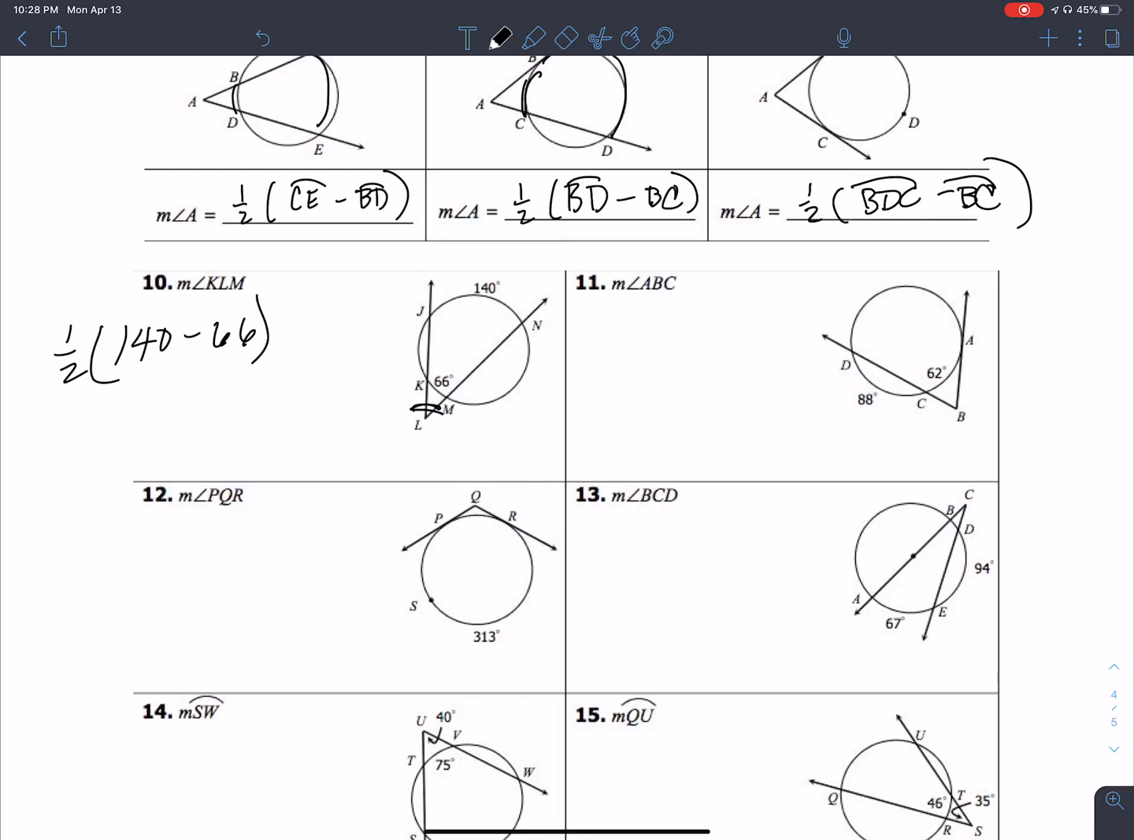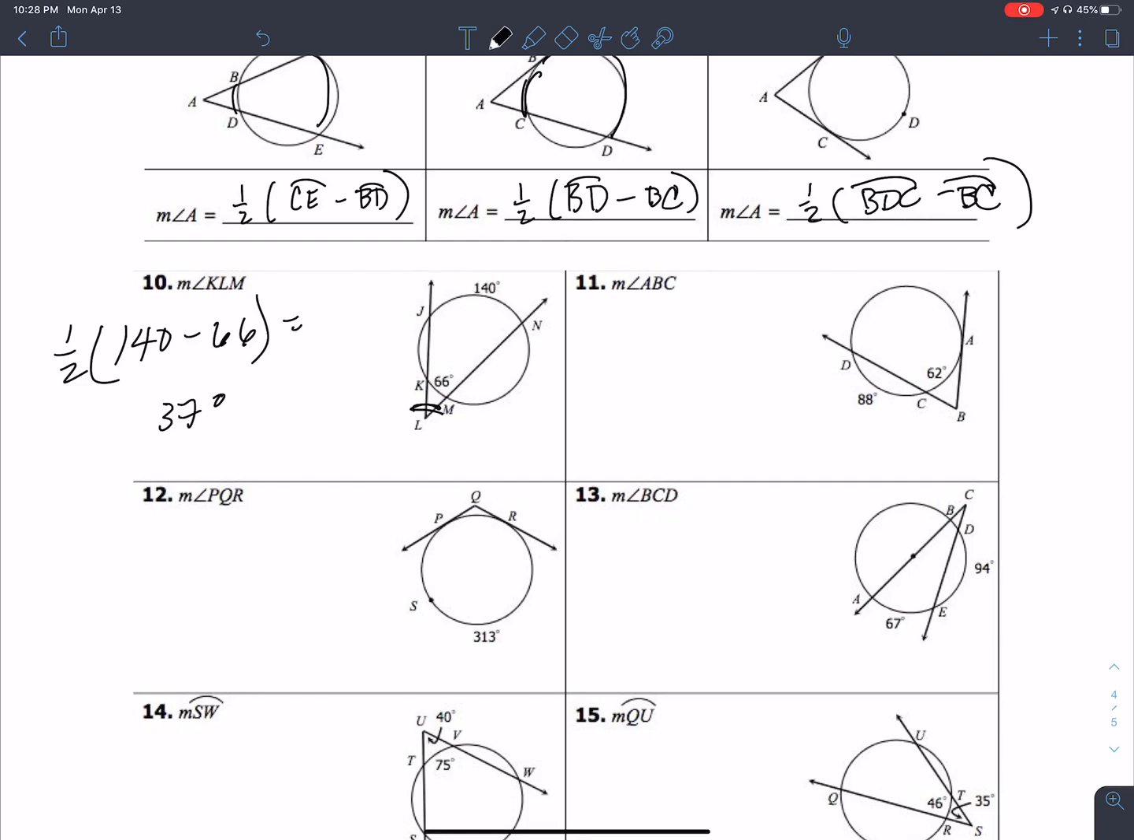So if you wanted to, you could do 140 minus 66 and get 74, and then divide that by 2 and get 37. If you don't have a calculator that you can put the half in, you could do 140 minus 66 first, then divide it by 2.